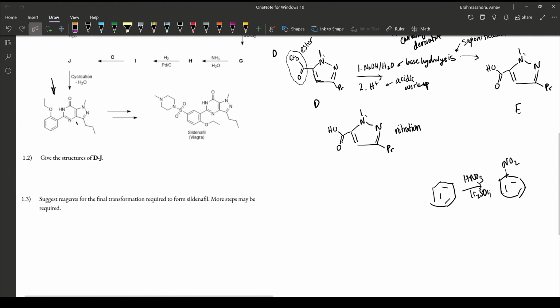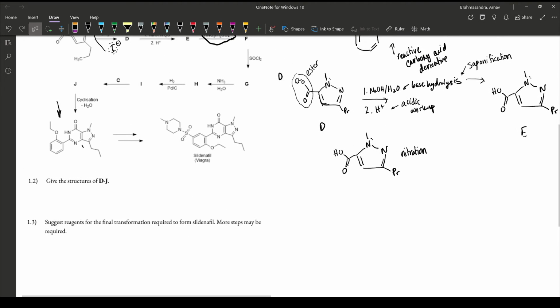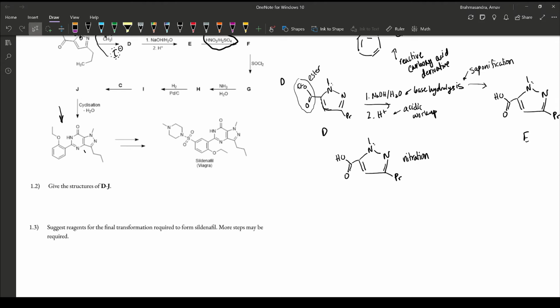In the same fashion, instead of a benzene aromatic ring, we can use our pyrazole aromatic ring and do nitration on that. So what do we want to do? We want to look at our nucleophilic site, or our nucleophilic sites on our ring.